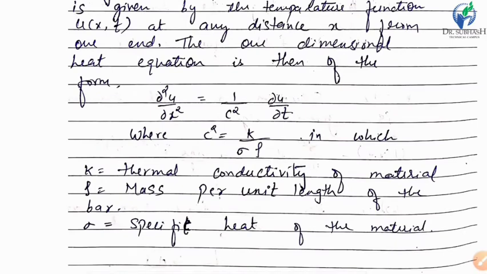The one-dimensional heat equation is of the form ∂²u/∂x² = (1/c²) ∂u/∂t, where c² = k/(σρ), in which k is the thermal conductivity of the material, ρ is the mass per unit length of the bar, and σ is the specific heat of the material.